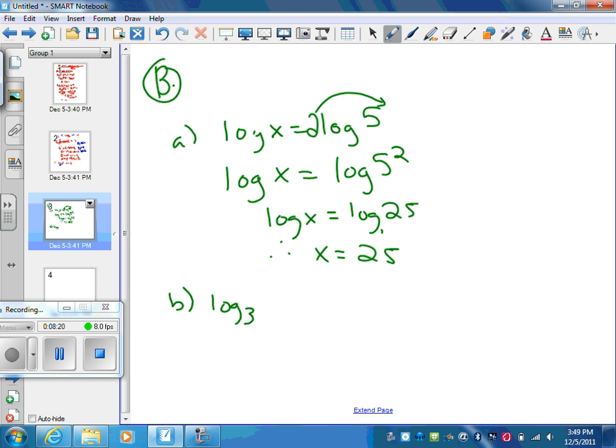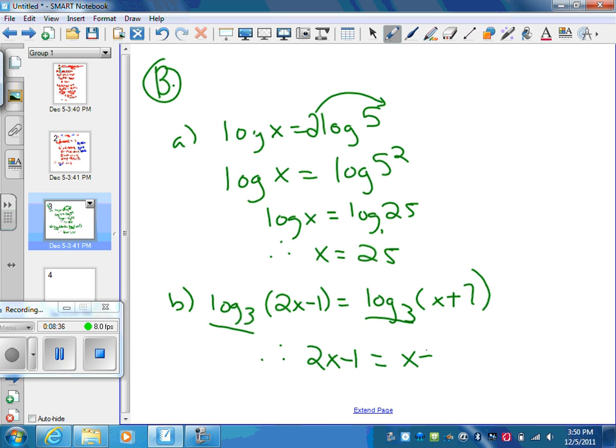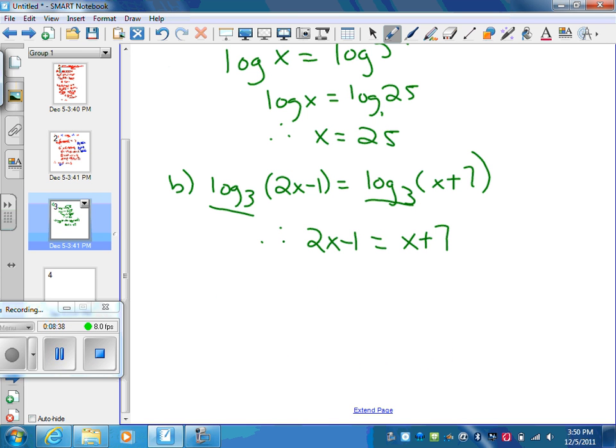Log base 3 of 2x minus 1 is equal to log base 3 of x plus 7. Okay, so these are both the same base. I can therefore say 2x minus 1 is equal to x plus 7. Guess what? I can bring x's over, x equals 8. Okay, let's do more.